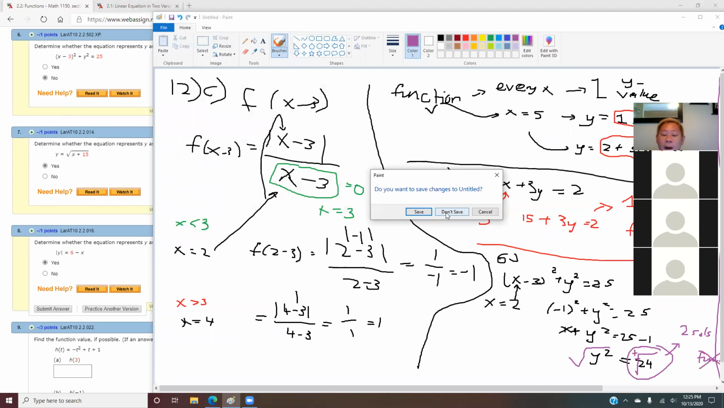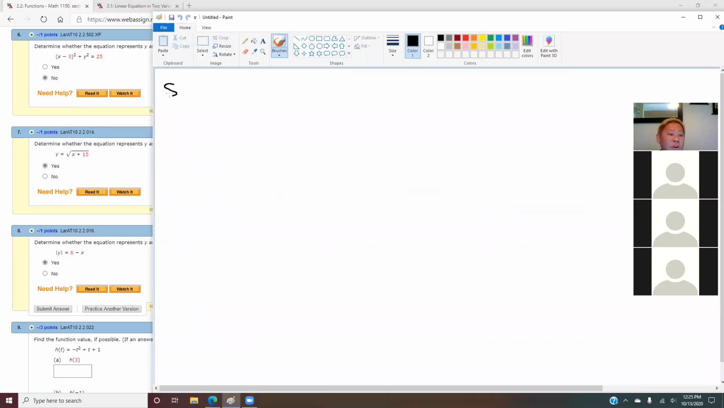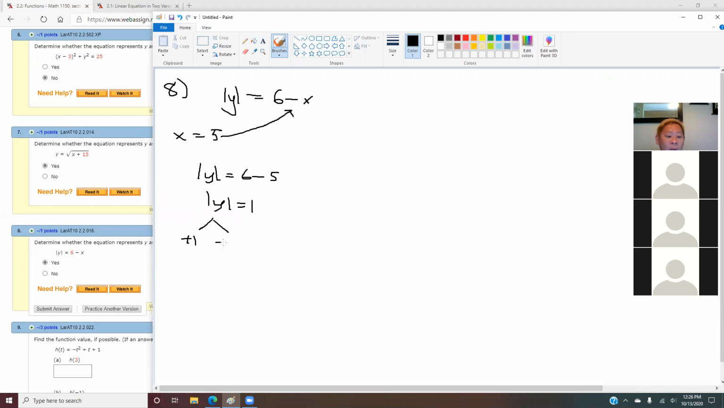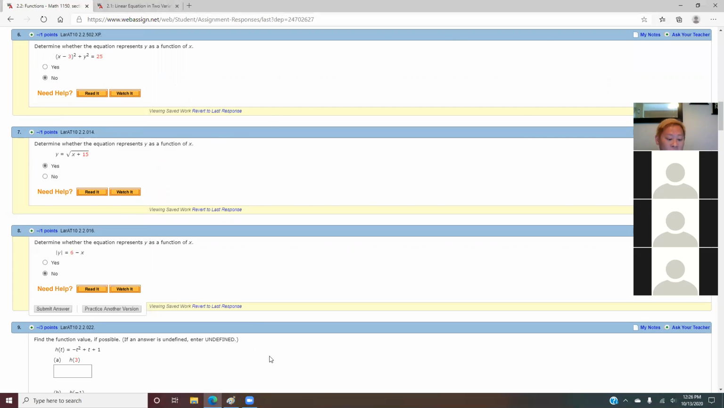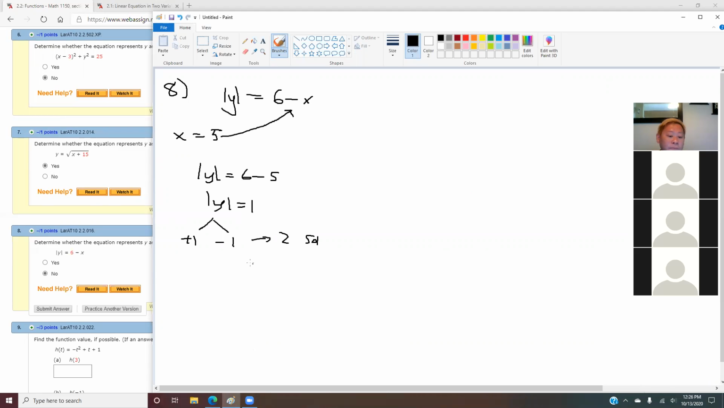So if you're not sure about it, you can just do what I did in the beginning. Plug in a number for x. Let's do 5. I don't care, any number you want. So absolute value of y is equal to 6 minus 5. So absolute value of y equals 1. Oh yeah, this is not a function, because y in this case can be positive 1 and y in this case can be negative 1. So you got two answers here. Yep, this is not a function. Sorry.